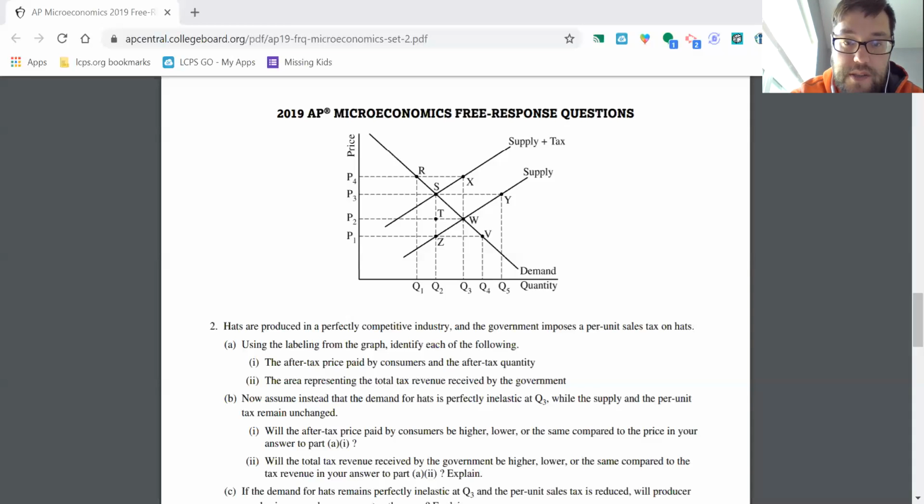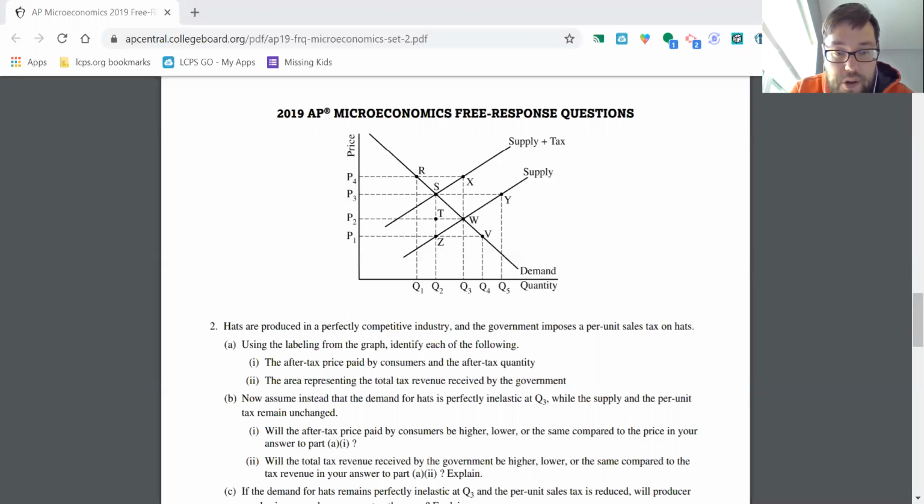Which is S. So we come down, our quantity should be there, and then we come across, and our price should be there. So they want to know the after-tax price and the quantity. You might want to say this in a sentence, but the answers should be P3 and Q2. And that's part 1.